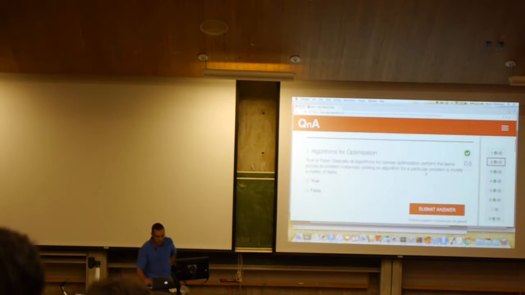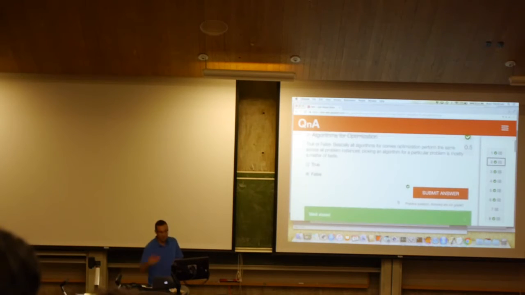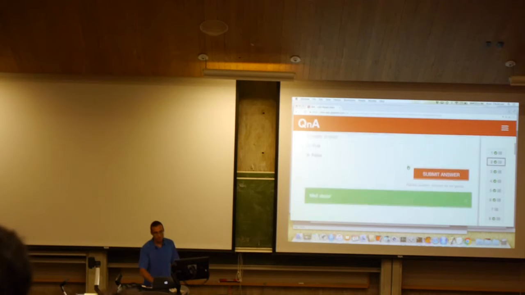Second question. Basically, all algorithms for convex optimization perform the same across all problem instances. Picking an algorithm for a particular problem is mostly a matter of taste. Okay, so had you been in lecture, hopefully we got that point across that, yes, the algorithms perform differently in different situations.